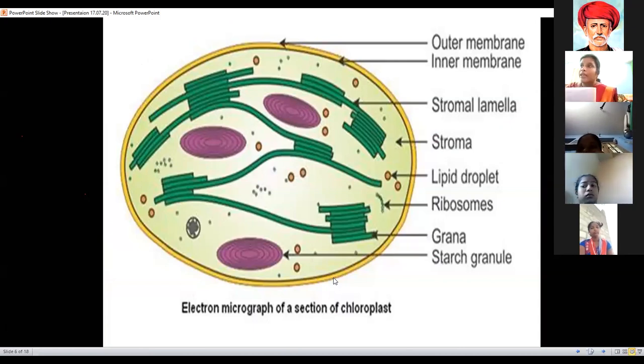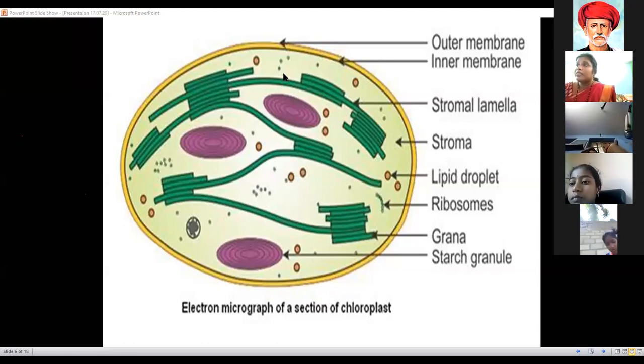Next slide. See this diagram, very important. TS of chloroplast, transverse section of chloroplast. See what parts are there in this diagram? Outer membrane, inner membrane, stromal lamella, stroma, lipid droplet, ribosomes, grana, starch granule.